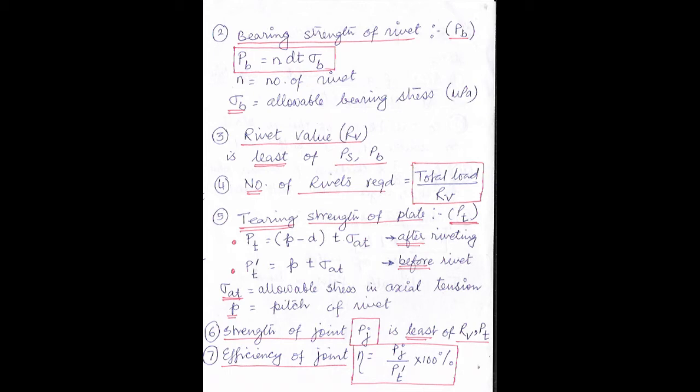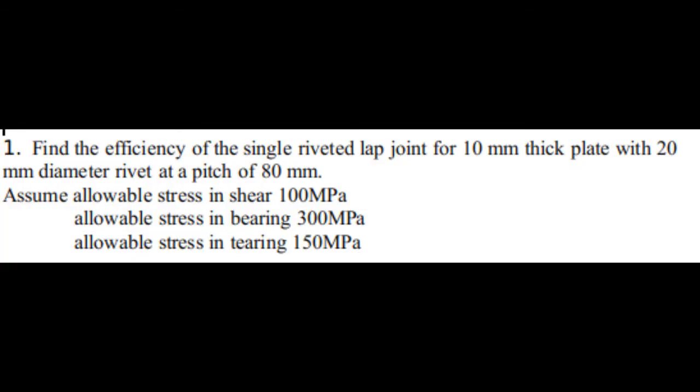Now what I will do, I will take 3 numericals and explain this concept once again. Let us see the first question. Find the efficiency of a single riveted lap joint for 10 mm thick plate with 20 mm diameter rivet at a pitch of 80 mm. Assume allowable stress in shear 100 MPa, allowable stress in bearing 300 MPa, allowable stress in tearing 150 MPa. I request all of you to please note down the question and then proceed further to see the solution.